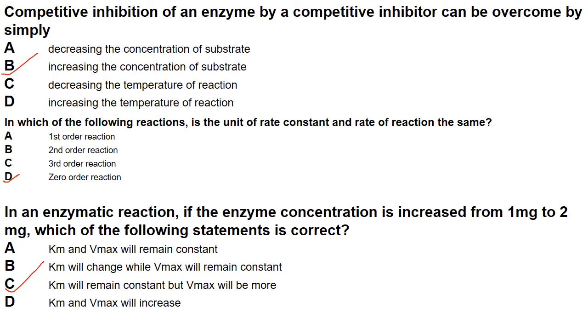Then next one. In an enzymatic reaction, if the enzyme concentration is increased from 1 mg to 2 mg, which of the following statements is correct? Enzyme concentration is increased means the Vmax increases when enzyme concentration increases, but Km does not depend on enzyme concentration. So Km will remain constant but Vmax will be more. Answer is option C.